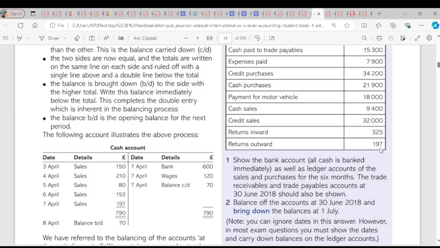Trade payables are our credit suppliers, yes or no? They receive from us. They're going to have debit entries, yes or no? So that means our balance carried down will be on the credit side. Because it's trade payables, our total will be purchases, 34,200, and the balance will be on the debit side.